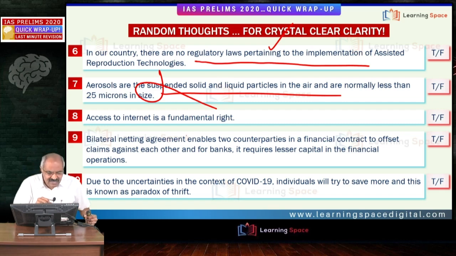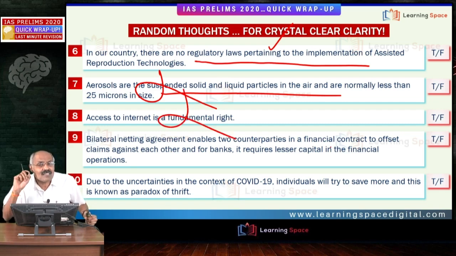Right, friends? Access to the internet is a fundamental right. Absolutely wrong. In fact, there is no such thing as access to the internet being a fundamental right. Courts have also not interpreted it that way. As on date, in our country, access to the internet is not a fundamental right. Of course, the Supreme Court has interpreted something else in recent times: the right to freedom of speech and expression via the medium of the internet is covered under the fundamental right. Such a statement was given by the Supreme Court, but it has not given any statement directly about access to the internet as a fundamental right. So this is quite often in the news in recent times. Friends, please keep in mind, access to the internet is not a fundamental right.